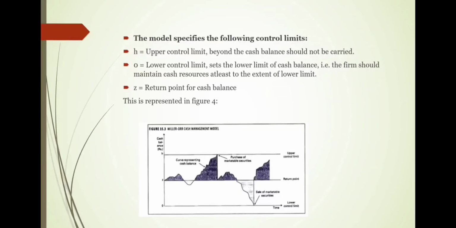This is the diagram of the model, and the model specifies the following control limits. H stands for the upper control limit, beyond which the cash balance should not be carried. L stands for the lower control limit, that sets the lower limit of cash balance, that is, the firm should maintain cash resources at least to the extent of the lower limit. And Z stands for the return point for cash balance.